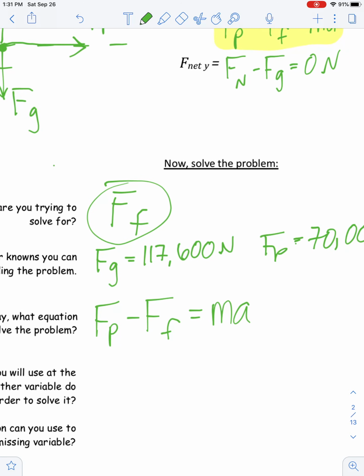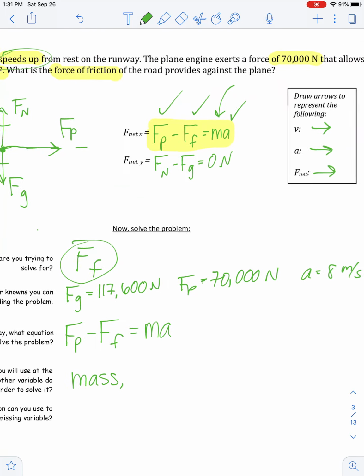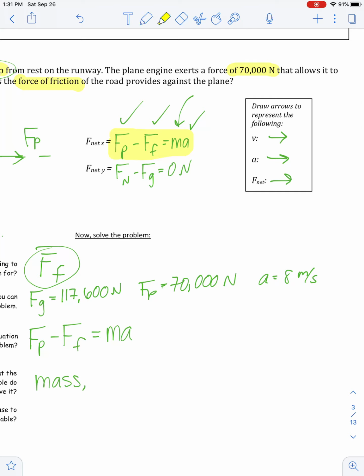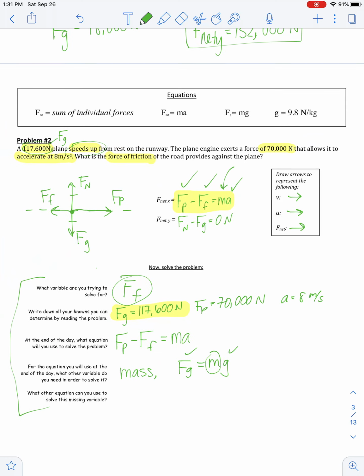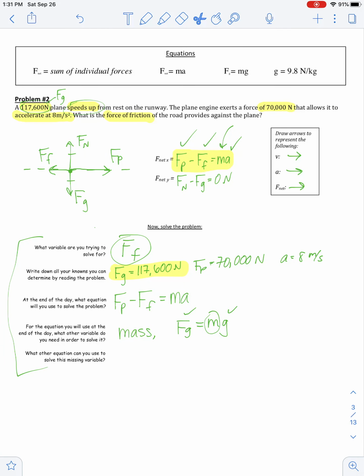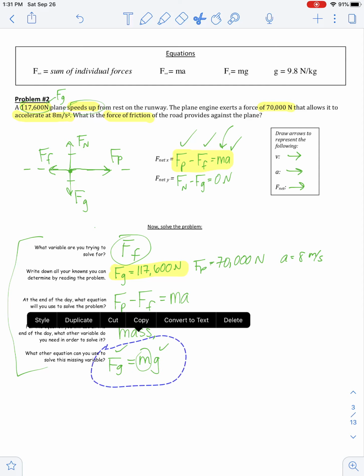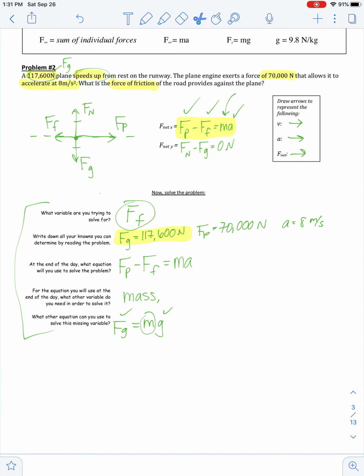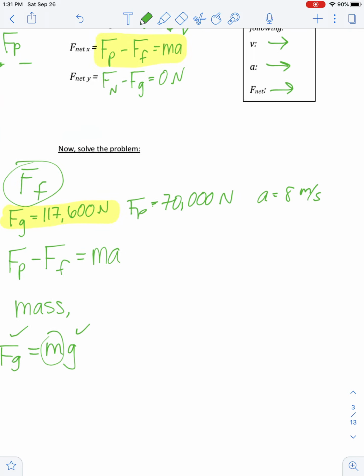So for that equation, what am I going to need? I'm going to need mass. How can I solve for mass? Looking at what I'm given. Ooh, look here, guys. I'm given the weight. Given the weight, I can solve for the mass by using Fg equals mg. I know this, I can solve for this. So that was answering both of those questions, sorry. Fg equals mg is what I'm going to use down here. All right, let's solve it. So I'm going to do that over here.